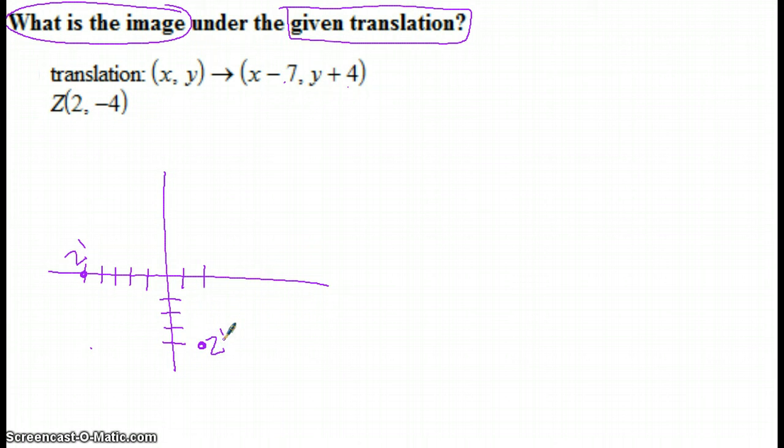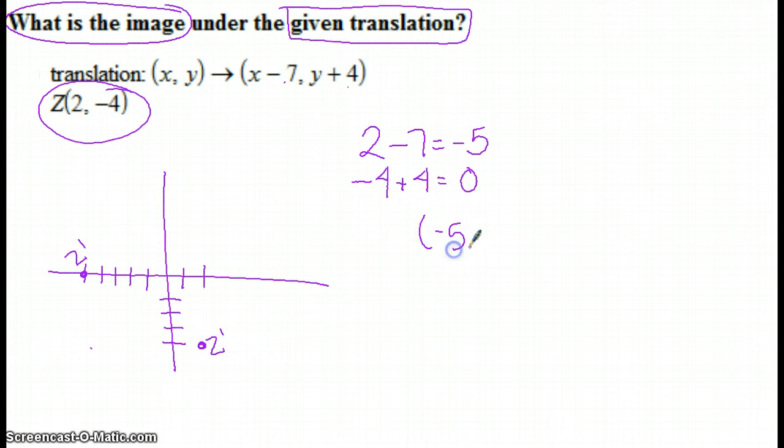I also could apply the transformation to the coordinate point. So I'm going to take 2, which is my x value, and take away 7, which will be -5. And I'm going to take -4, which is my y value, and add 4. So my new location of z prime should be at -5, 0. And at my graph, I notice that it is at -5, 0. At this point, you should stop the video and continue with these types of problems.